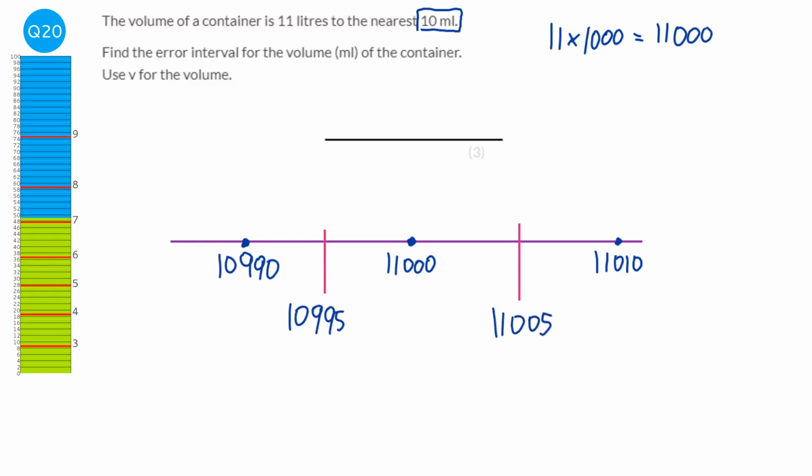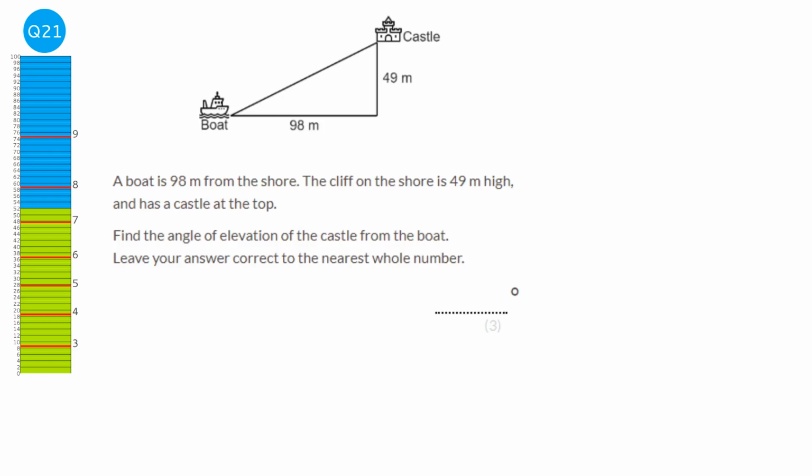0.5, and that's the halfway point. And so that is going to be our upper and lower bound. We just need to say that V can be anything above 10,995 and including that, and it can be anything below 11,005, but it can't include that, because if it was 11,005, it would have rounded up to 11,010.